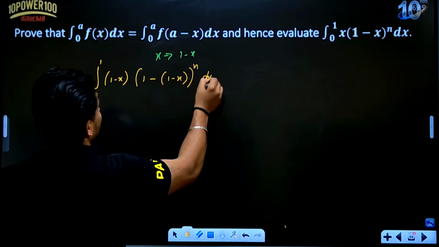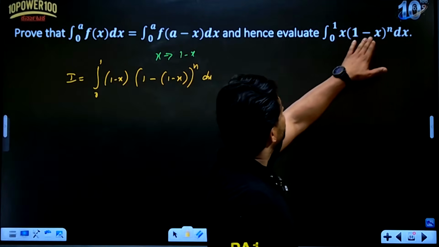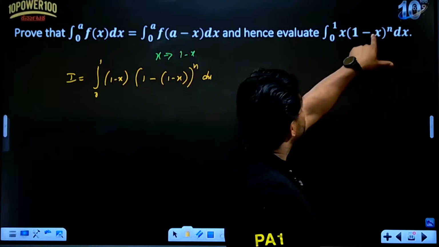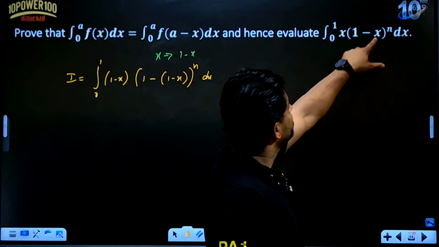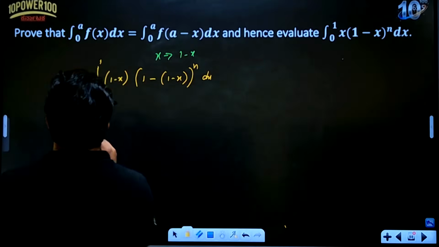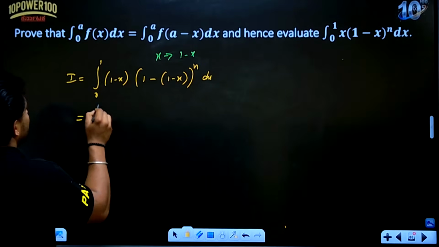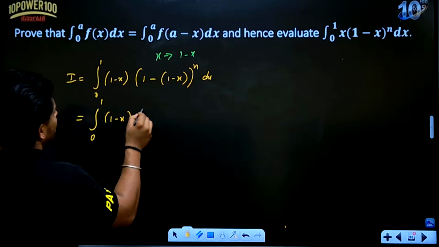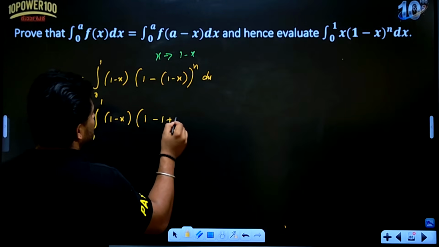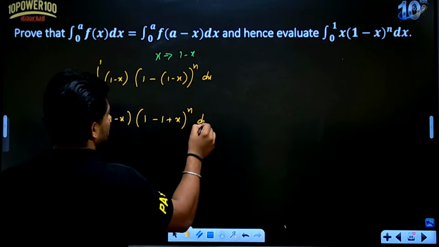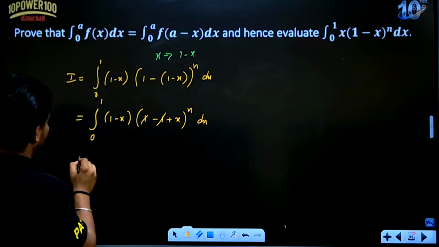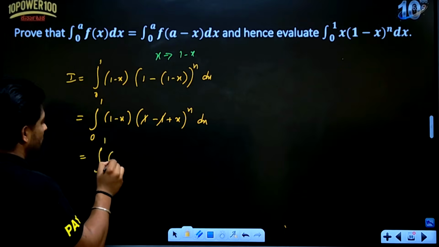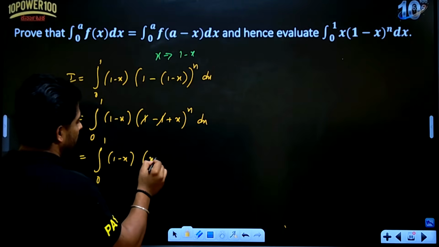Be careful, because now look at this, (1 - x) whole to the power n is there. So in place of x I replace 1 minus x, so one term converts into two terms. That's why I have taken the bracket here. Understood? So I is equal to the integration from 0 to 1 of (1 - x)(1 - 1 + x) whole to the power n dx. Okay, so now minus 1 and plus 1 both get cancelled out. You get the integration from 0 to 1 of (1 - x) into x to the power n dx.